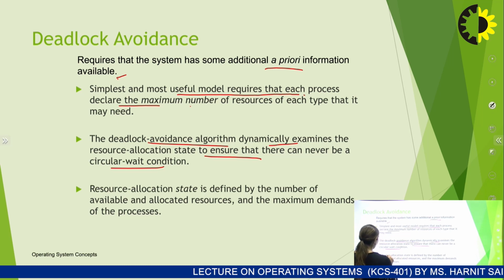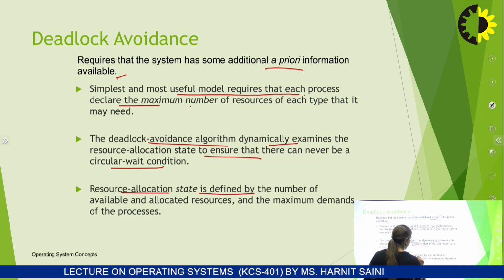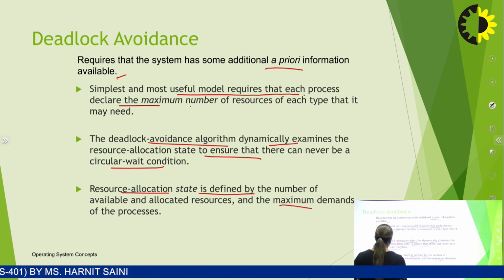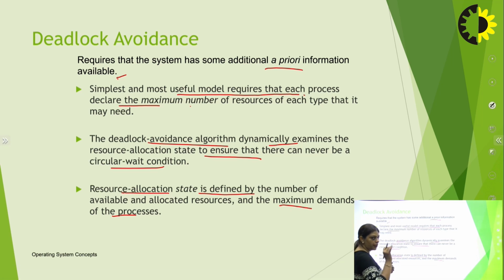Now, the resource allocation state is defined by the number of available and allocated resources and the maximum demands of the process. Okay. Now the process has to declare, and the OS has to make a record of what is the maximum need, the maximum demand of that particular process. At that particular moment, how many resources are allocated to that process and how many resources are available with us, right? How will we calculate available? We will take maximum minus allocated resources and we will get the available resources, right?